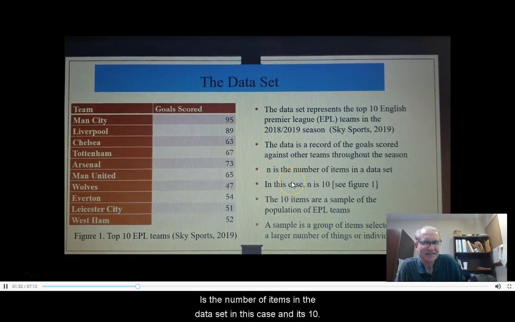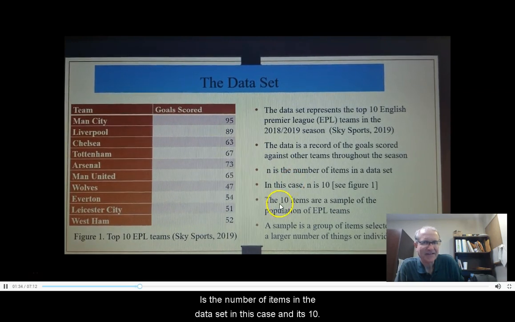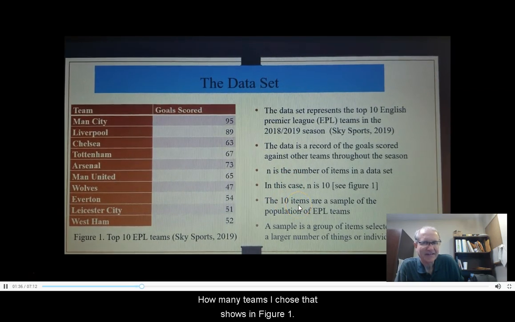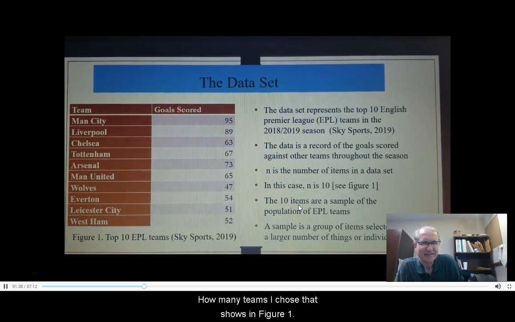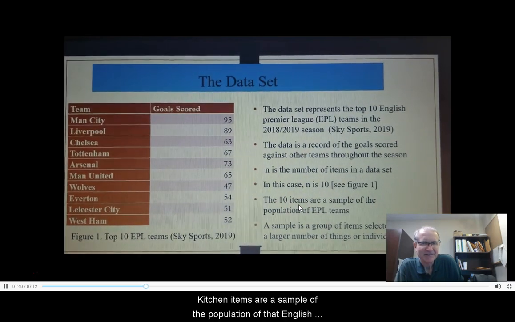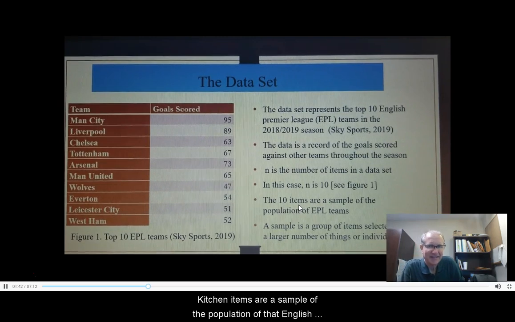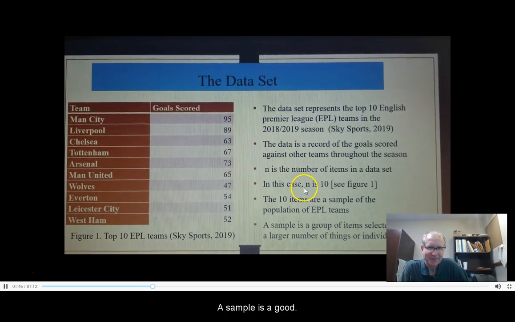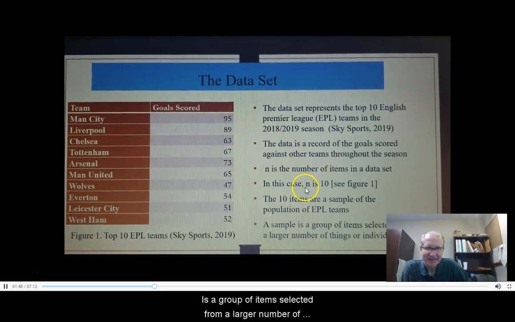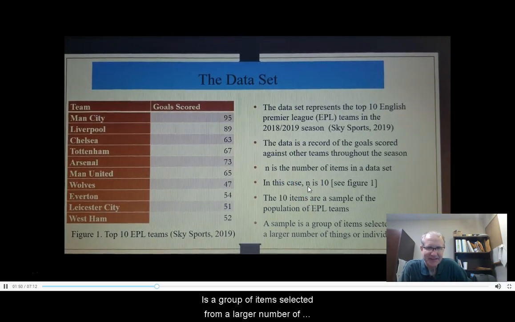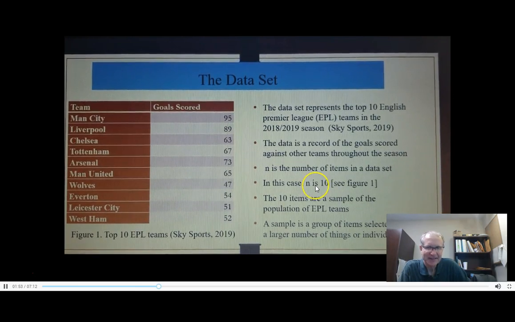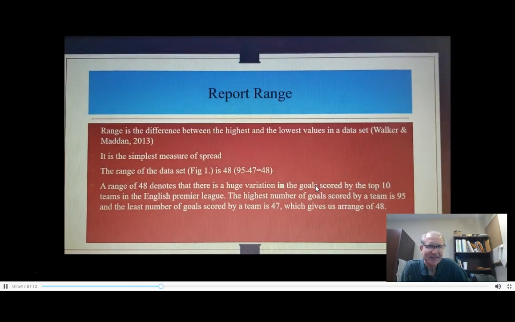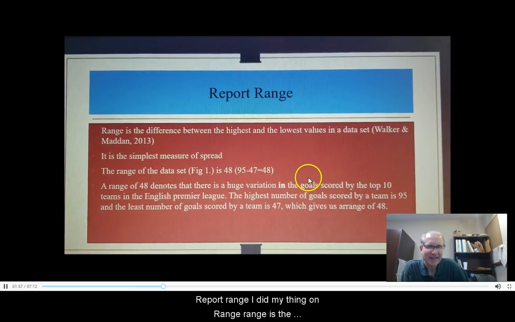N is the number of items in a data set. In this case, N is 10. That's how many teams I chose, shown in figure 1. The 10 items are a sample of the population of the English Premier League teams. A sample is a group of items selected from a larger number of things or individuals.